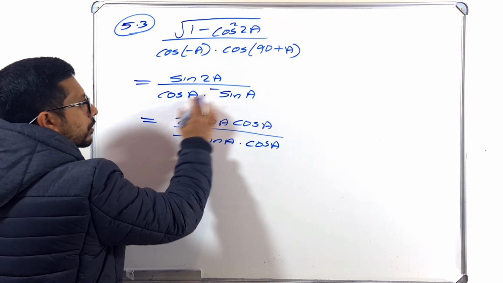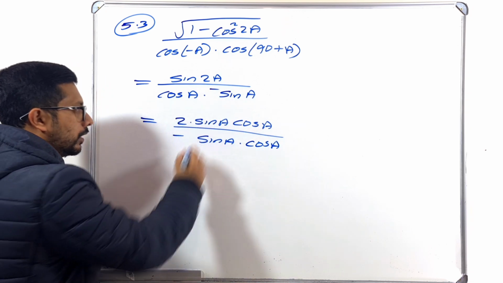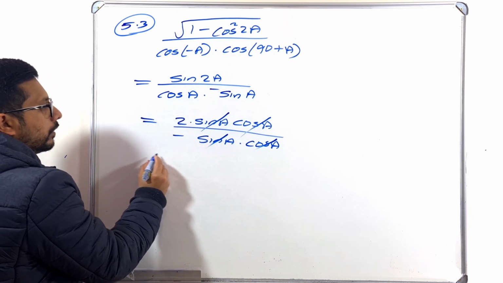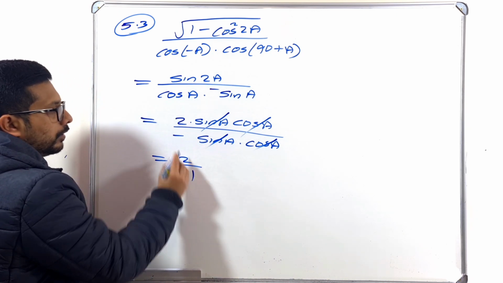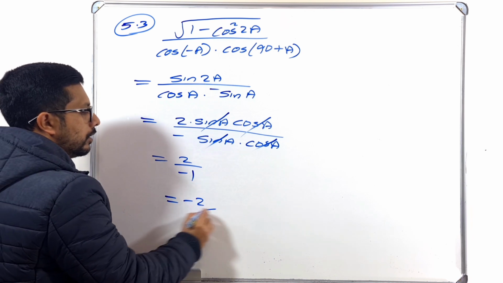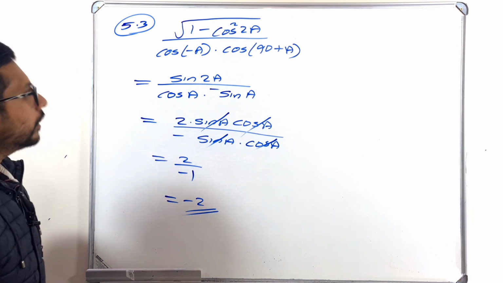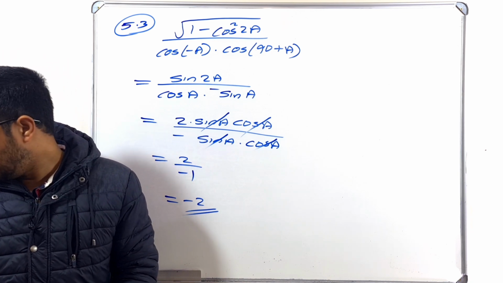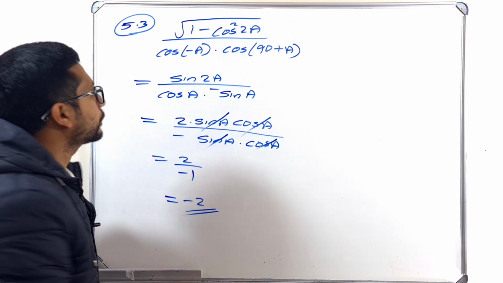Cosine into sine a is the same as sine into cos a. Sine a cancels, cos a cancels. So what is remaining? 2 divided by this minus. We can't avoid that minus. Minus 1, so the answer is minus 2. So that is question number 5.3. Now let's move to the next question, 5.4.